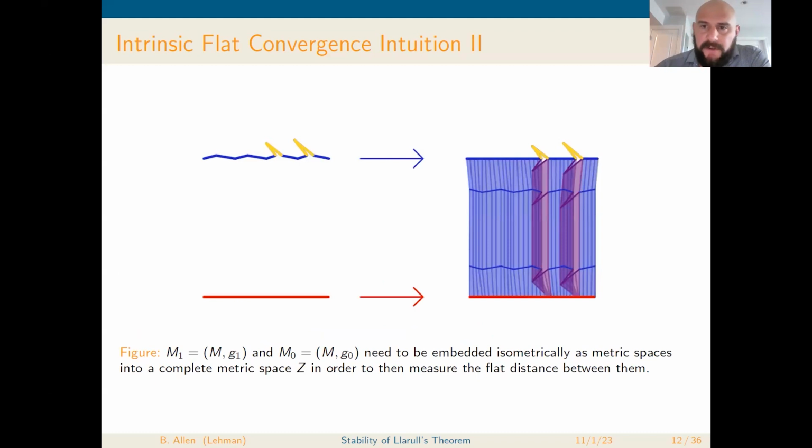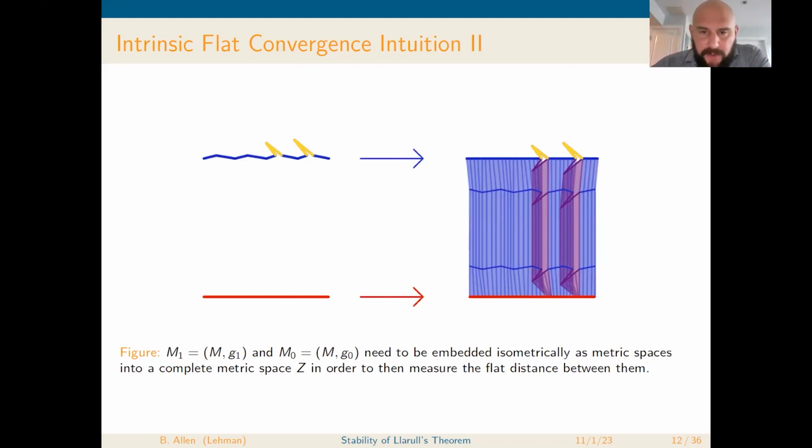If you look at the careful definition, it follows something similar to Gromov-Hausdorff convergence. You have some Riemannian metric M1 and some other Riemannian metric M0, like the blue and the red spaces in the picture, and you isometrically embed them into some larger, in this case complete, metric space Z. Instead of measuring their Hausdorff distance in Z, you measure what's called their flat distance of Federer and Fleming, which was extended to metric spaces by Ambrosio and Kirchheim. Roughly speaking, it measures the filling volume between them.